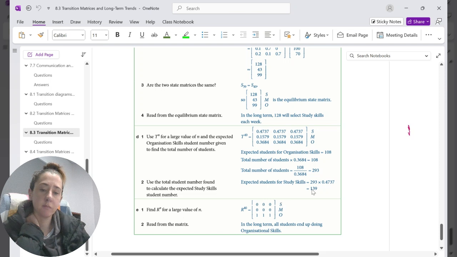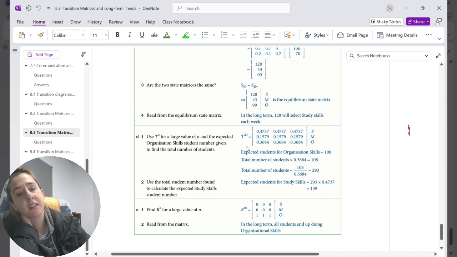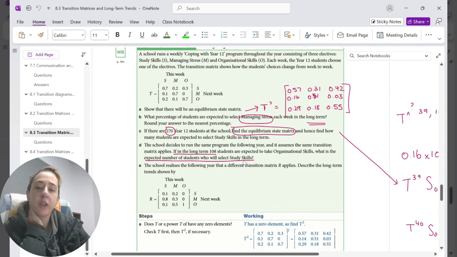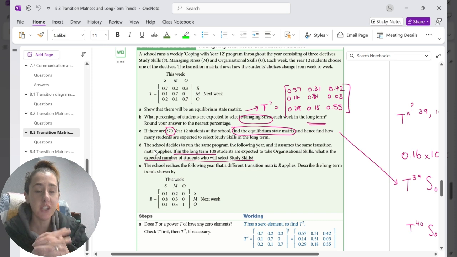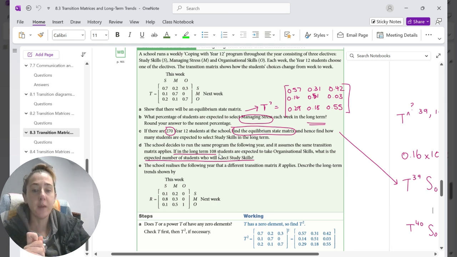All right, the last little bit of this chapter 8.3 is about this question D. So if we go back to question D, it says, if the school decides to run the same program the following year, it's assuming that the transition matrix still applies. It gives us some information. So if in the long term, 108 students are expected to take organisational skills, the question it's asking is, what is the expected number of students who will select study skills?